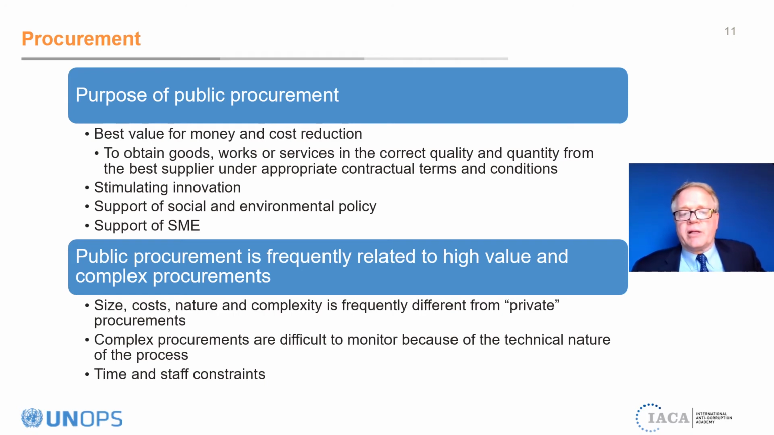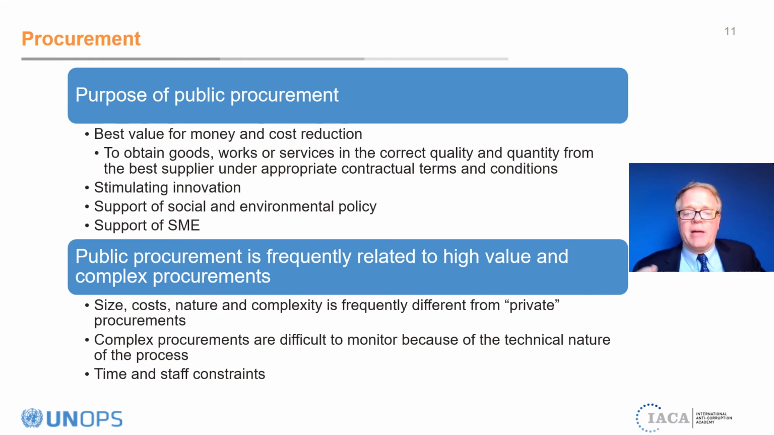Public procurement is frequently related to high value and complex procurements. This is especially the case, for example, with complex construction or complex works, or complex information technology, or even a complex weapon system. Public procurement can implicate very high value projects that are very complex. The size, cost, nature, and complexity are often different from those in private procurements. And the more complex the procurement is, the more difficult it is to monitor because of the technical nature of the process, and just the back and forth in negotiations, for example, may be very difficult to monitor for an outsider because of the needs to protect proprietary information on the part of the contractor.